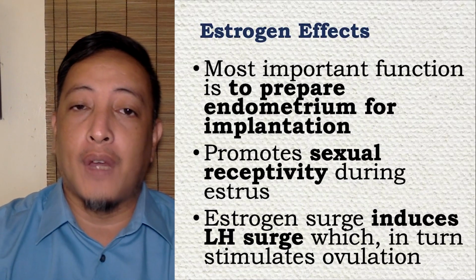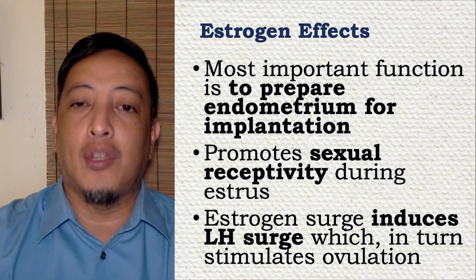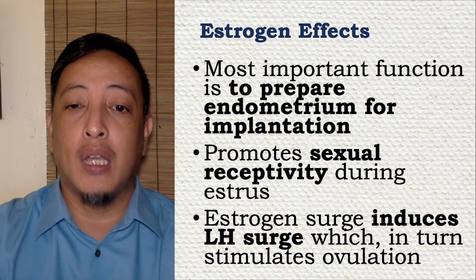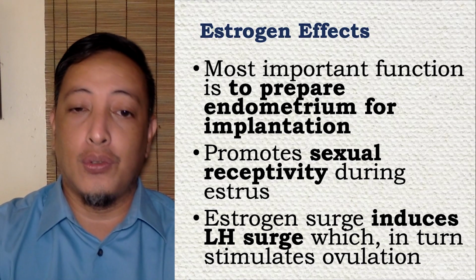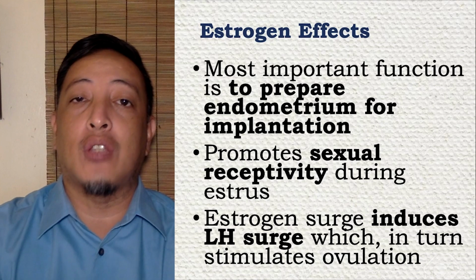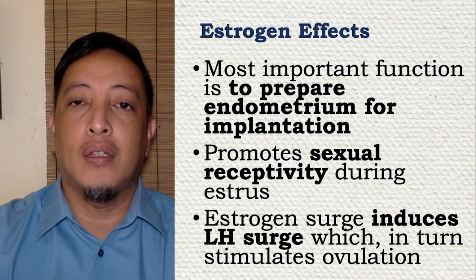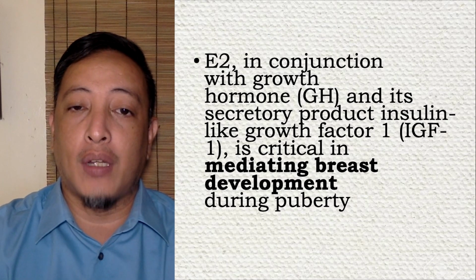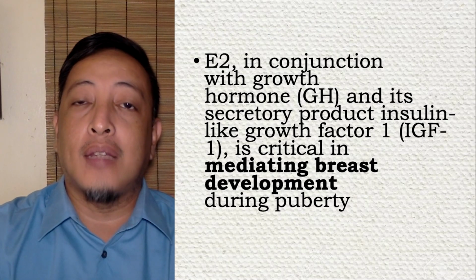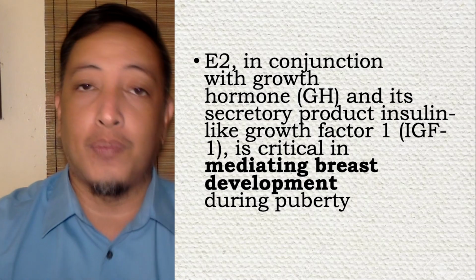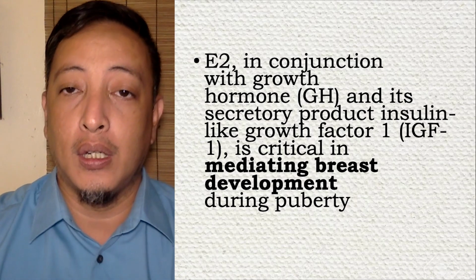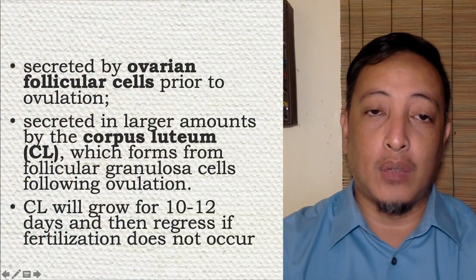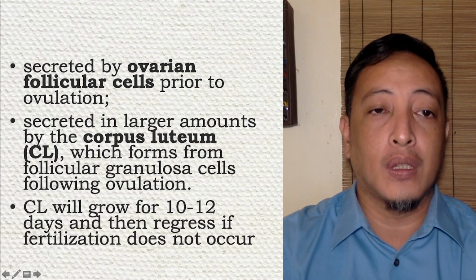The most important function of estrogen is to prepare the endometrium for implantation. It promotes sexual receptivity during estrus, and it also induces the LH surge, which in turn stimulates ovulation. Okay? So, in conjunction with growth hormone and insulin-like growth factor 1 or IGF-1, it is critical in mediating breast development during puberty, in preparation for gestation and subsequent parturition and lactation.